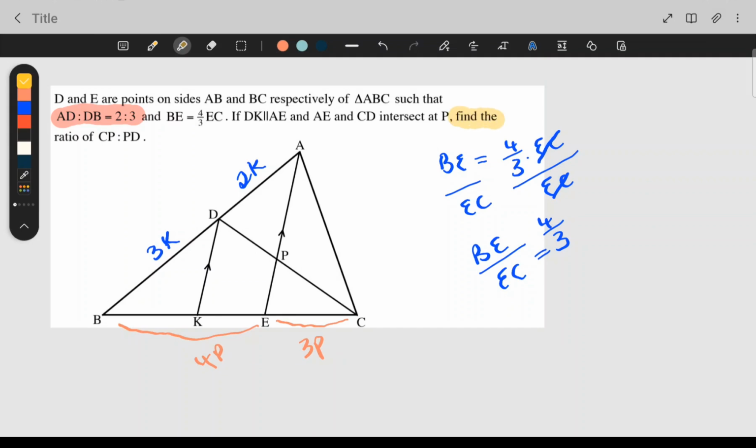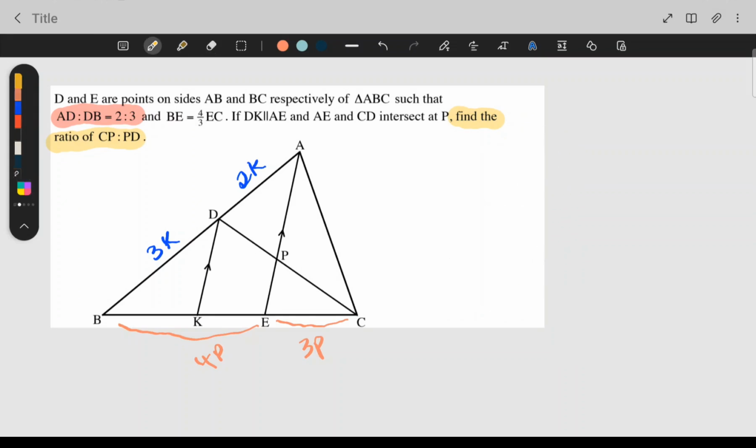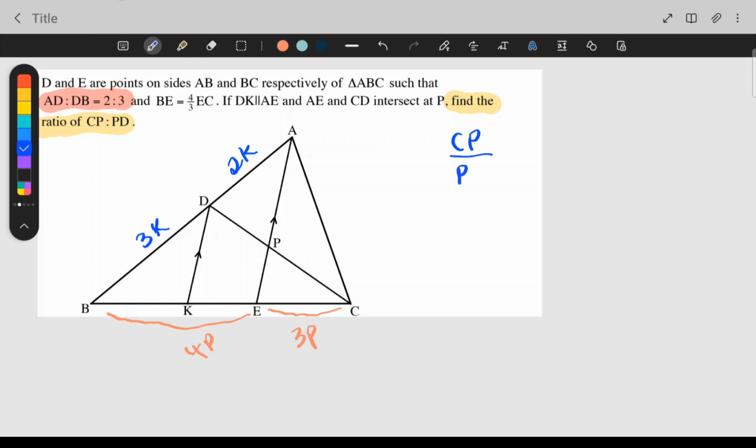The question is find the ratio CP is to PD. So I'm going to start there. So the question is find what is CP over PD. Now I'm going to look in what triangle CP and PD are. CP and PD, let's highlight, is in this triangle. But remember grade 12s, I am always looking for a prop theorem triangle. Can you see that I can use this triangle? Because this line is parallel to this line. So if I'm in the yellow triangle, this line is still parallel to that line.